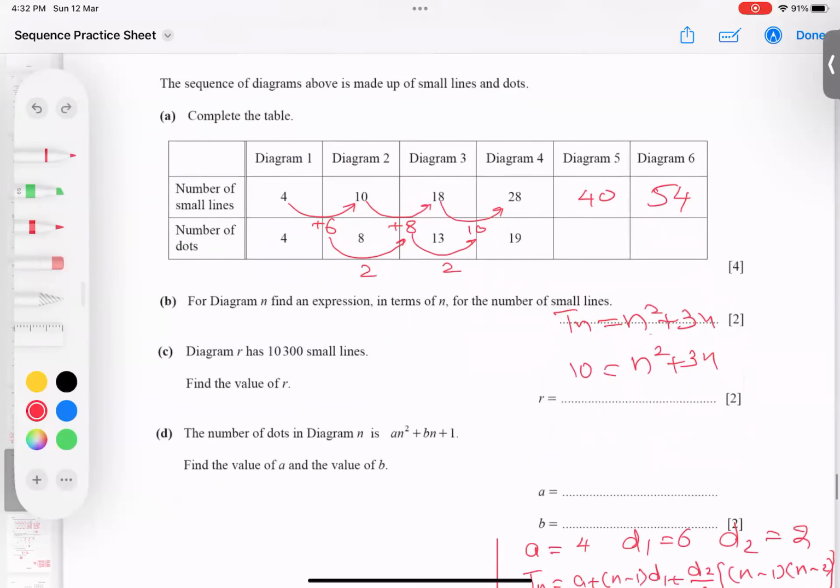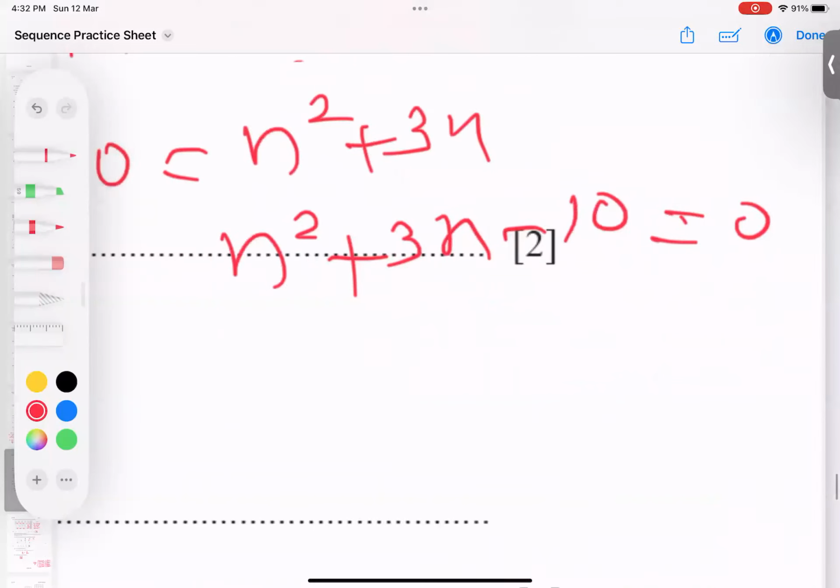If you don't believe me, I'm going to show you. 3n minus 10. Let's see now what happens. All of you know 10 ones are 10.